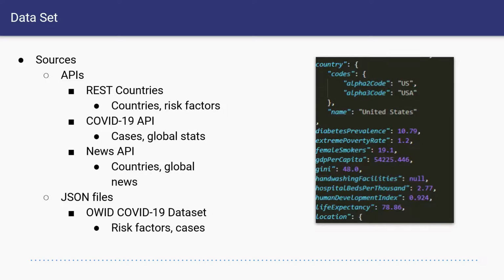The data in our dataset was mostly scraped from APIs, but we did also scrape a single static JSON file from Our World in Data, which was particularly helpful for collecting risk factor statistics. REST Countries was primarily used for country information, the COVID-19 API was mainly utilized for case statistics, and News API was used to collect both country-specific news and global news for the page I just demoed.